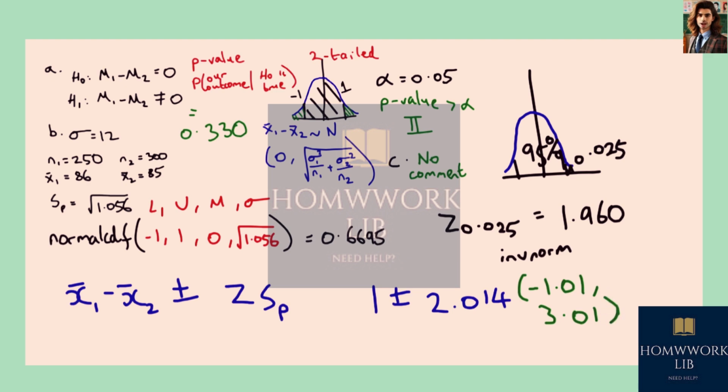So looking at that, this is a range of plausible values. 0 is in the interval, meaning no difference is plausible. So that matches up with the test we did before.